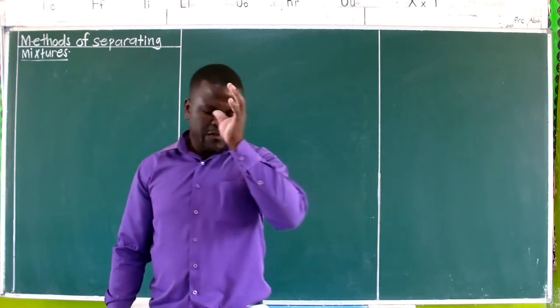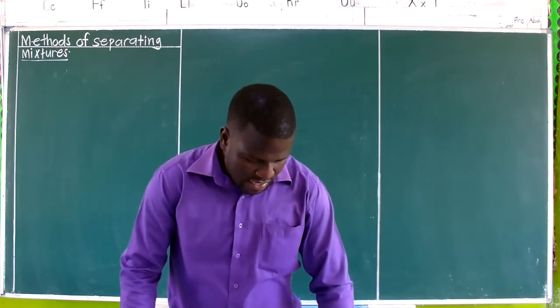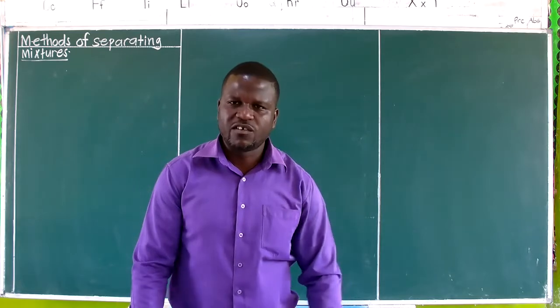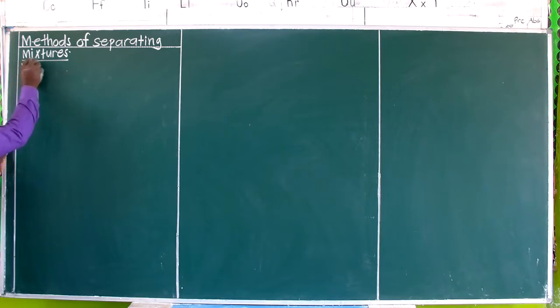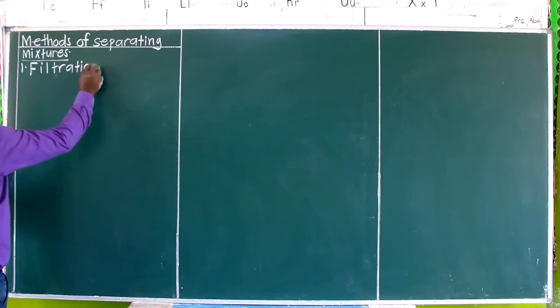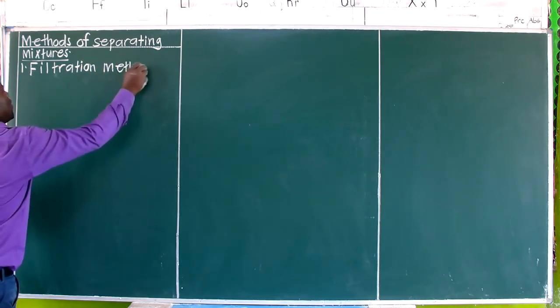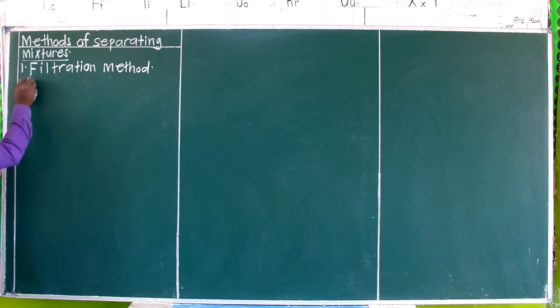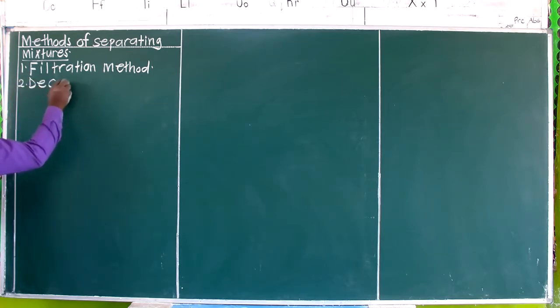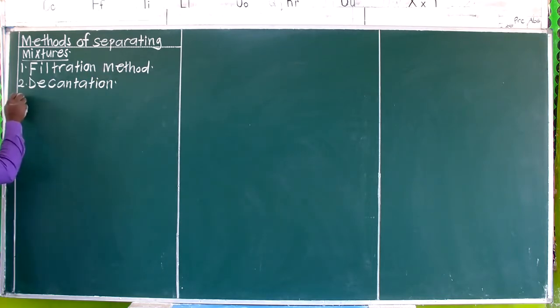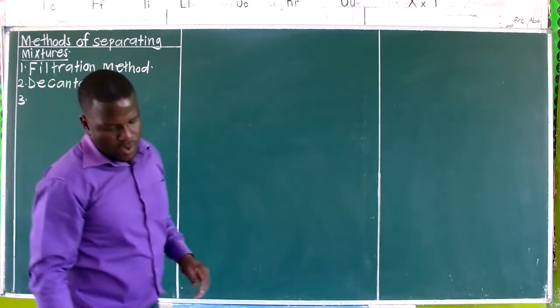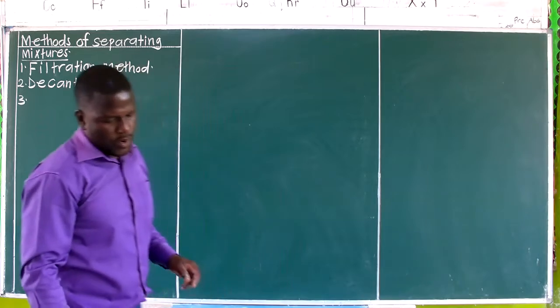We have different methods of separating mixtures. Number one is the filtration method. Number two, we have what we call the decantation method. Then number three, we have what we call winnowing.